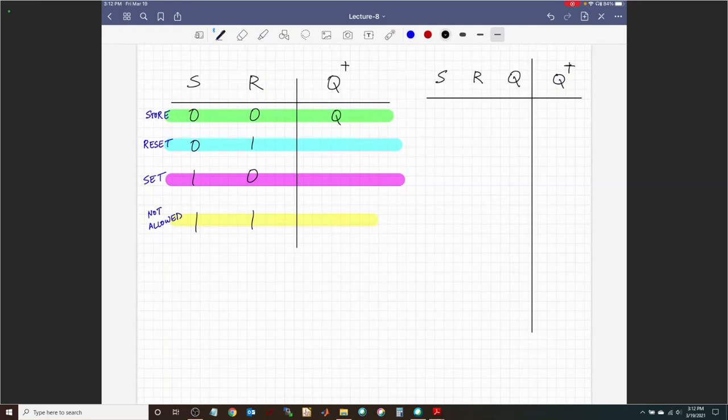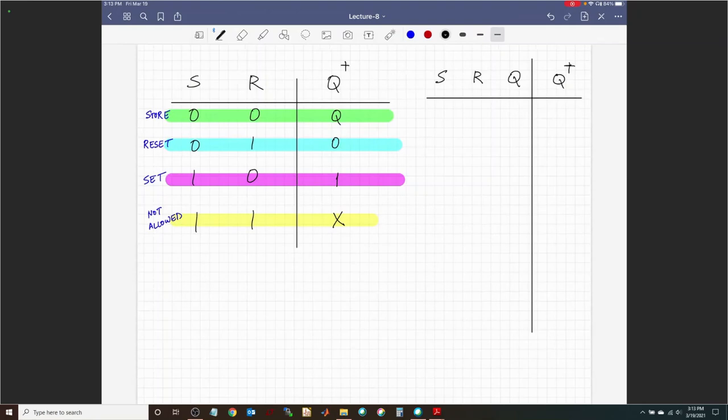And how about in the reset state? What should Q equal? Zero, independent of the previous output, right? Whatever it was, it will go to zero now. Next, set state. What should the output be? One. All right. What about the not allowed state? Zero.